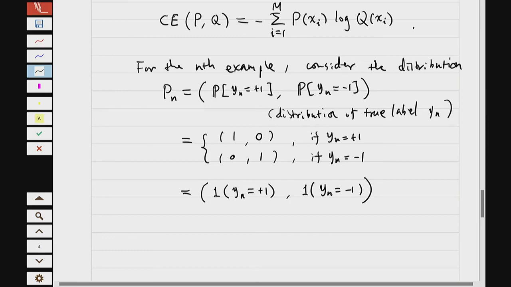By the way, the textbook's way of writing the indicator function is a bit different. It's a kind of a double bracket. Just watch out for that. This is more conventional, more common.